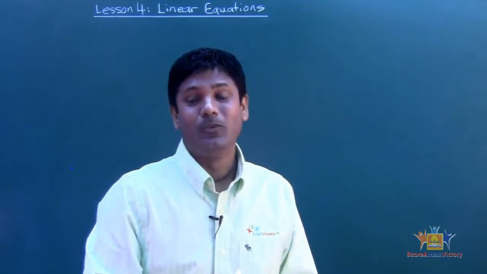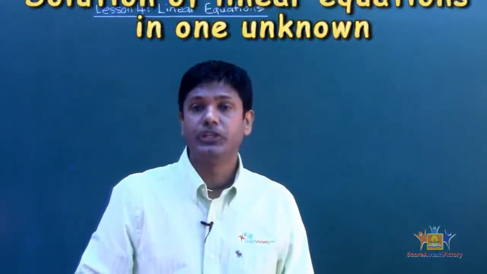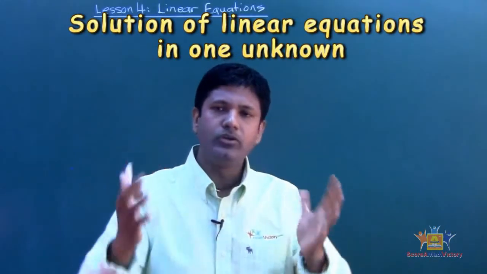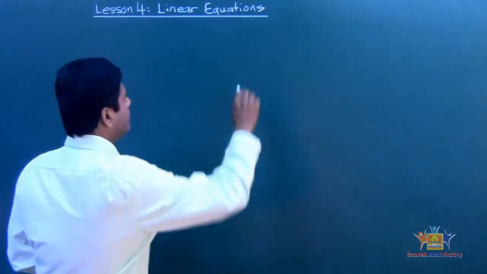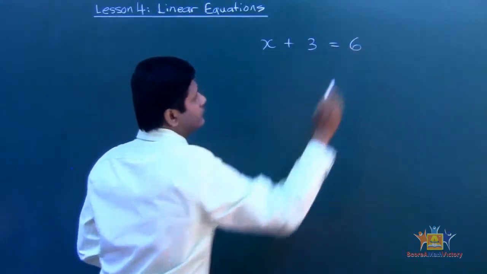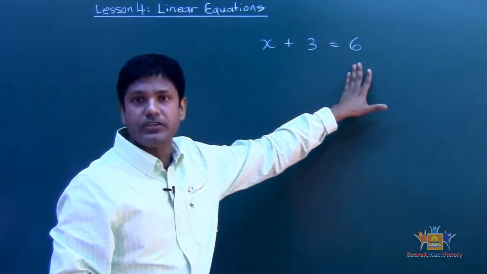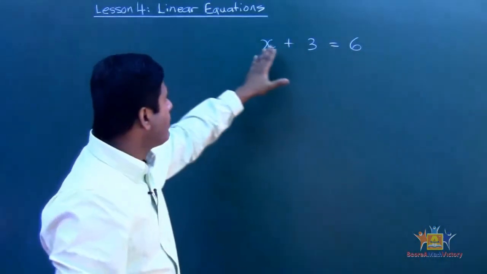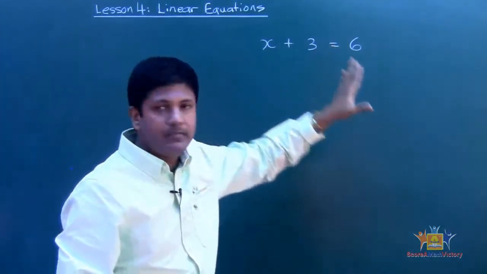Well, in this sub lesson we're going to talk about the solution of a linear equation of one unknown. When I say solution, that means we're looking for that unknown. Let's say, for example, Mr. Mac gives you x plus 3 equals 6. This is a linear equation, because I have x plus 3 equals 6. Now, I want to find out what x is, in order for plus 3 to give me 6.